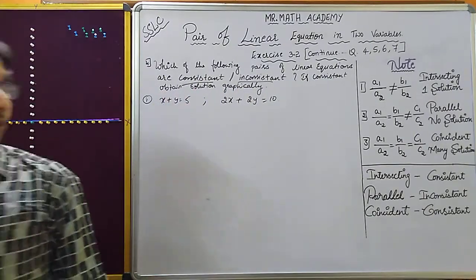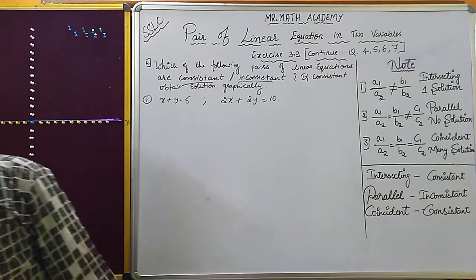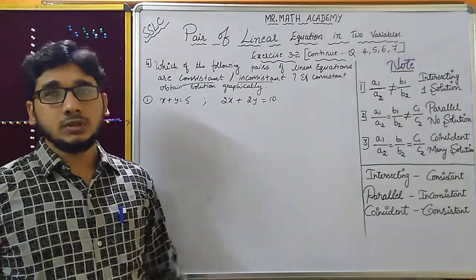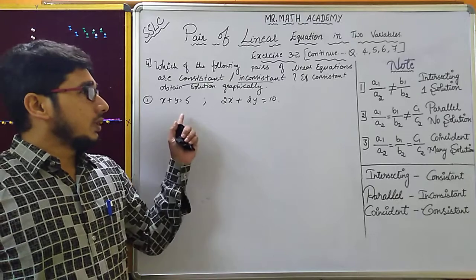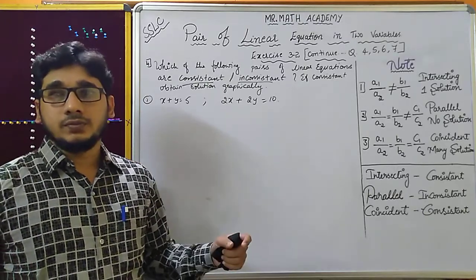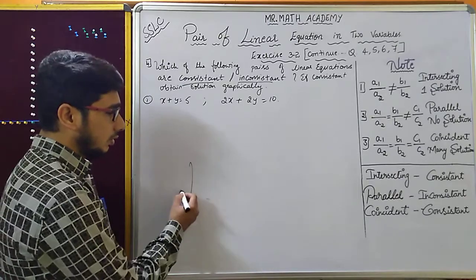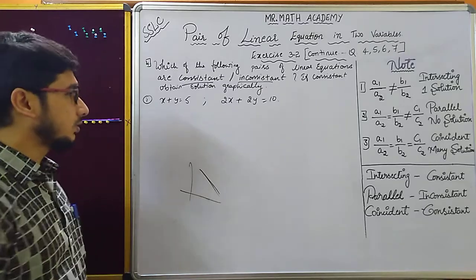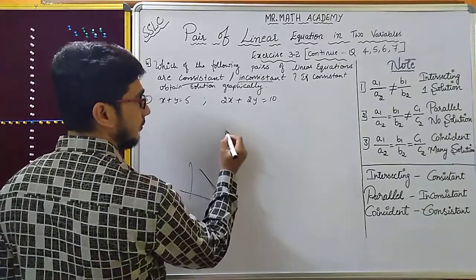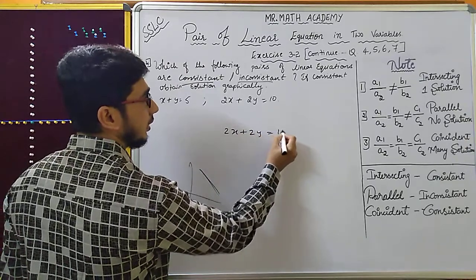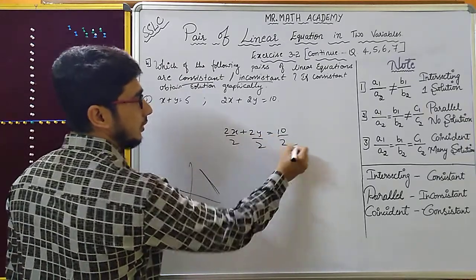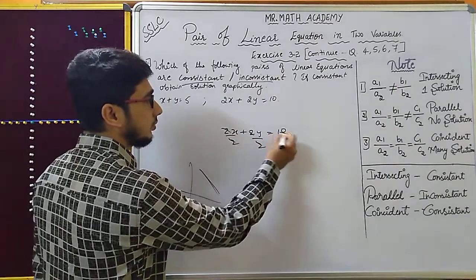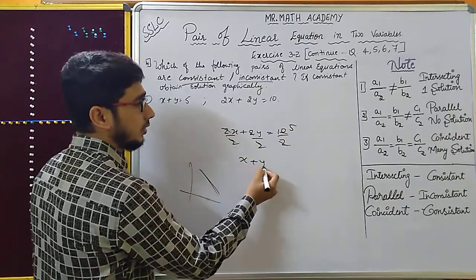I would like to tell you one trick here. As soon as they give the question, just observe whether both the equations are the same or not. If they are the same, the lines will coincide with each other, so it will be consistent. How to identify? See, this equation, 2x plus 2y is equal to 10, divide entirely by 2, LHS and RHS. So x plus y is equal to 5.